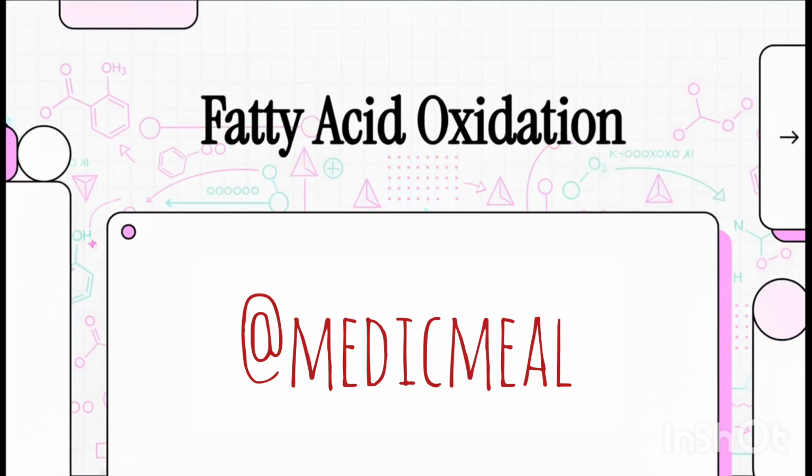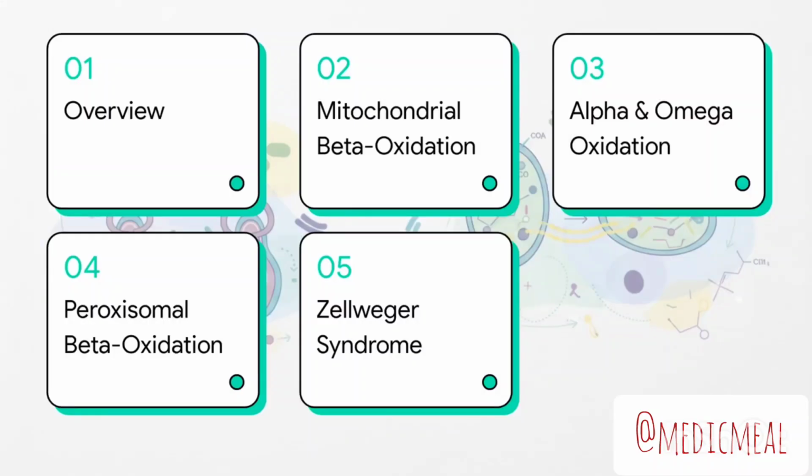All right, in this explainer, we're going to take a deep dive into fatty acid oxidation. We'll be exploring the very distinct metabolic pathways that our bodies use to break down a whole variety of different fatty acids. So, here's our game plan. We'll start with a quick overview, then get right into the main mitochondrial pathway. After that, we'll look at the more specialized alpha and omega oxidation routes, detail what peroxisomal beta oxidation does, and then pull it all together with a clinical focus on Zellweger syndrome.